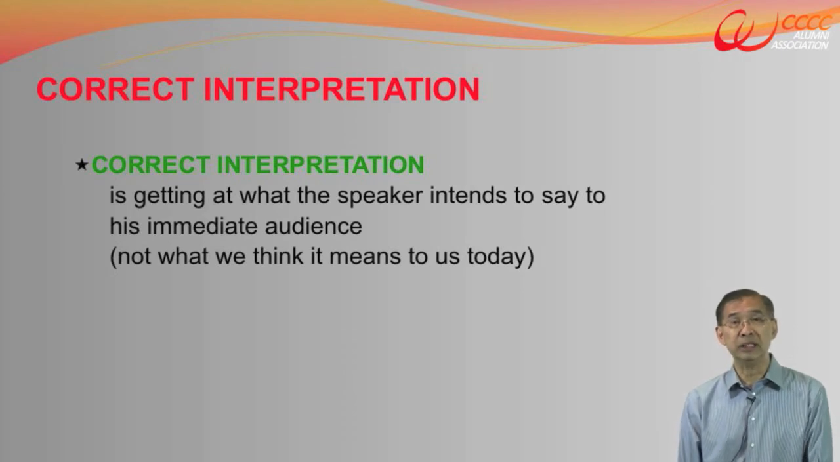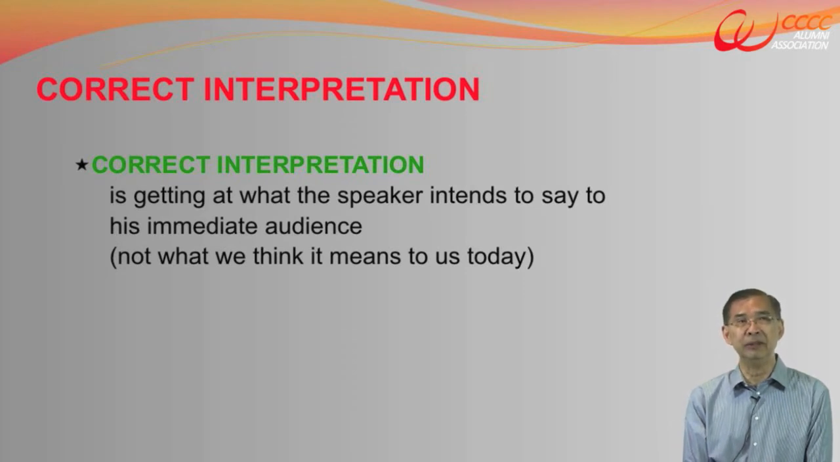So how do I come to this correct interpretation? Again, because you need to look at what the Bible is trying to say. The correct interpretation is getting, let me repeat this, is getting at what the speaker intends to say to his immediate audience. It's not for you today, the 21st century. You are the secondary audience. The primary audience is the people living around Matthew's time. Is not what we think of it means today.